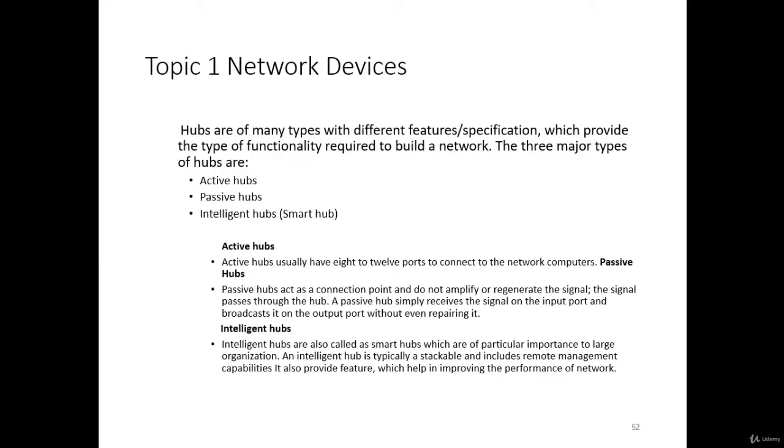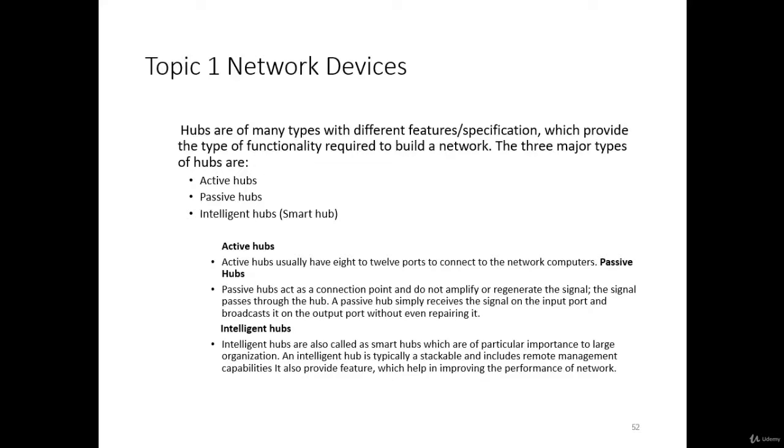Hubs are of many types with different features and specifications, which provide the type of functionality required to build a network. The three major types of hubs are active hubs, passive hubs, and intelligent or smart hubs. Active hub: active hubs usually have 8 to 12 ports to connect to the network computers. Passive hub: passive hubs act as a connection point and do not amplify or regenerate the signal. The signal passes through the hub.